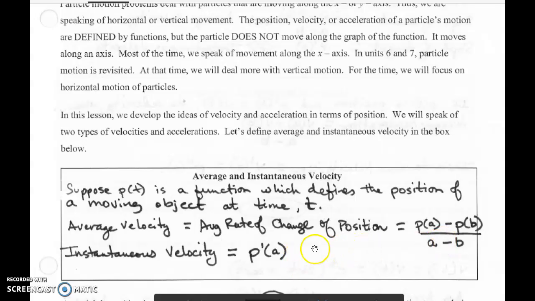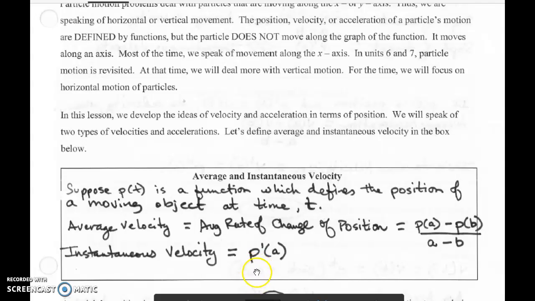So the main thing is think of the average velocity as being the average rate of change. And it seems to make more sense, at least to me, that if you think of it that way, it's the secant line from the endpoints or whatever values that they give you. Whereas the instantaneous velocity would be the derivative of the position.